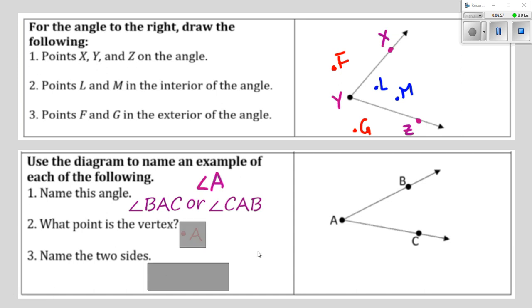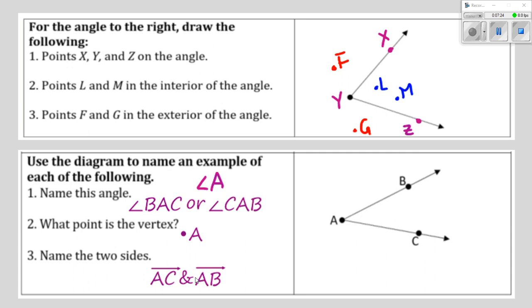The vertex is point A. So that's what you label. You remember when we learned back to what is a point, line, and all that stuff? So that's how you would label it, point A, or you write the word out, point A. Name the two sides. Every angle has two sides. So the sides would be called ray AC and ray AB.